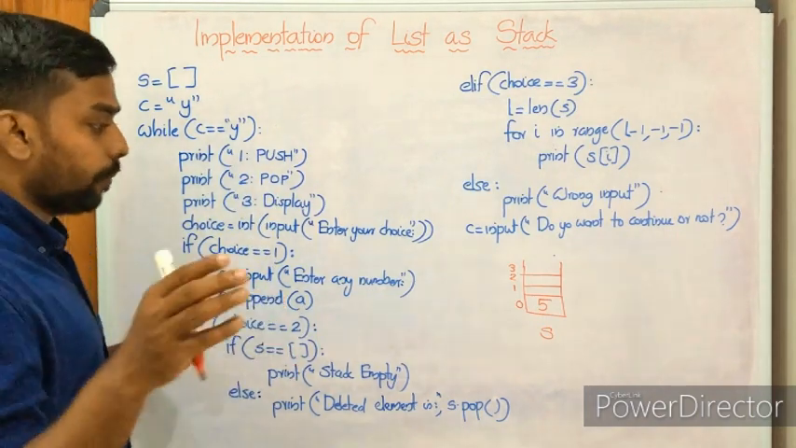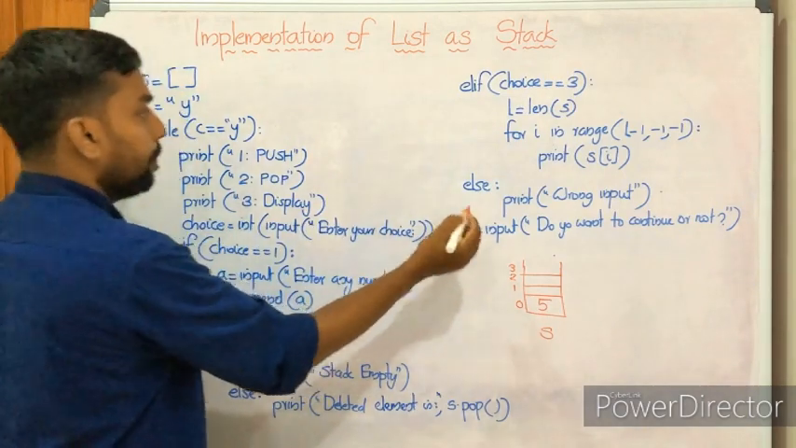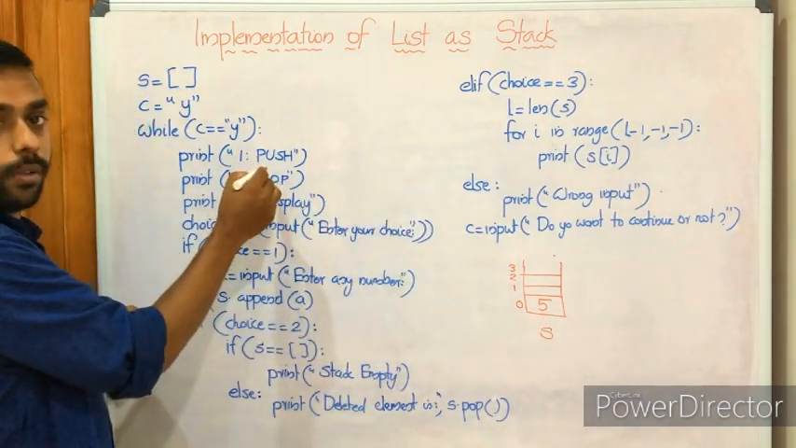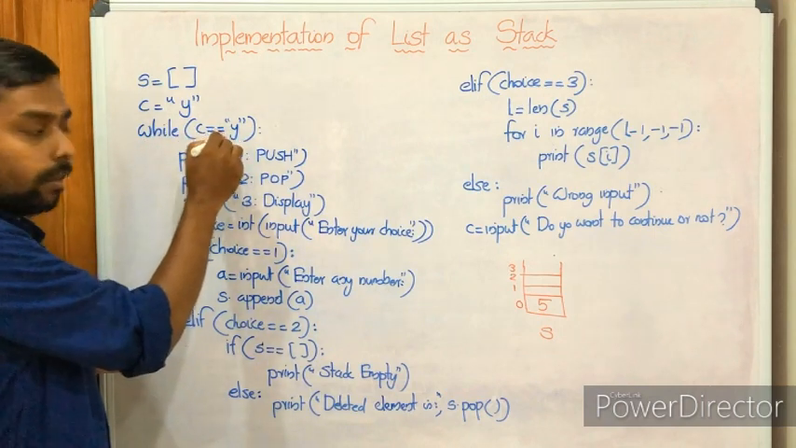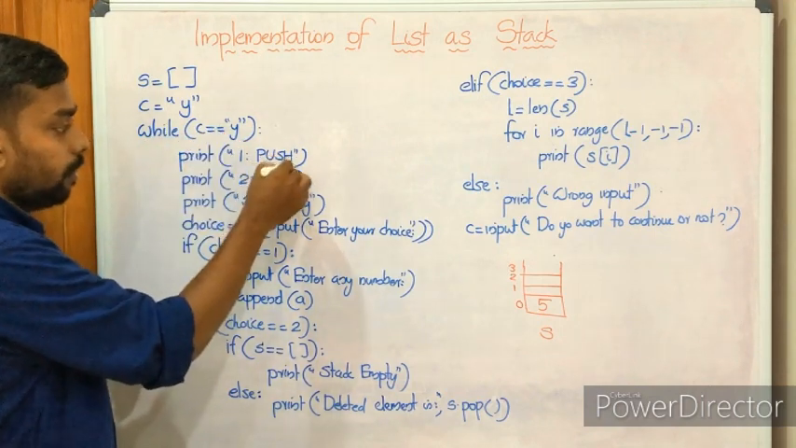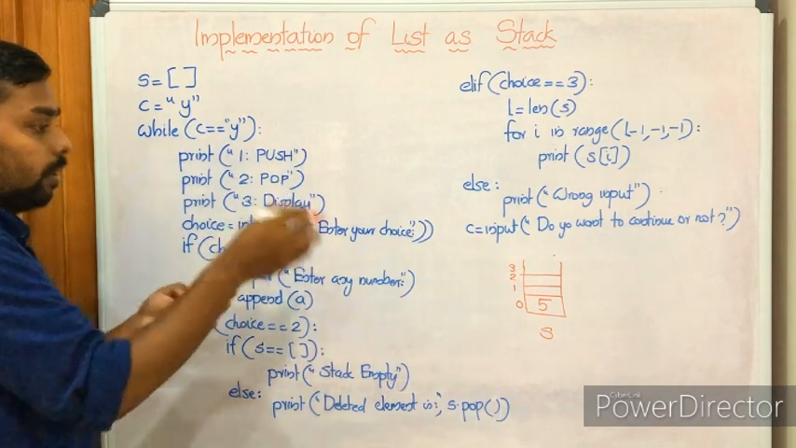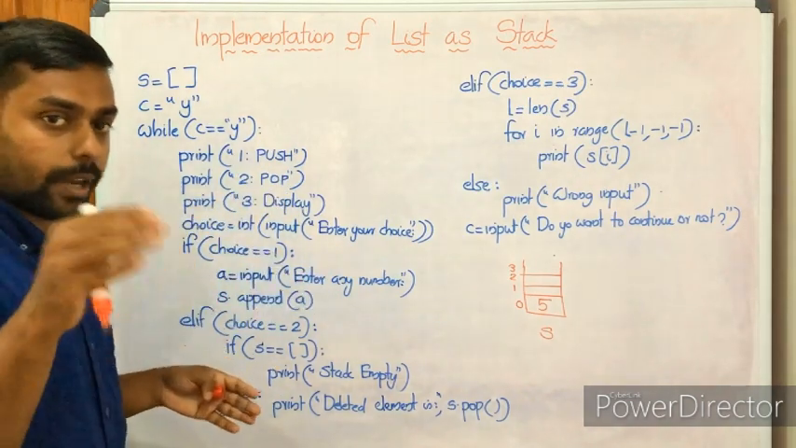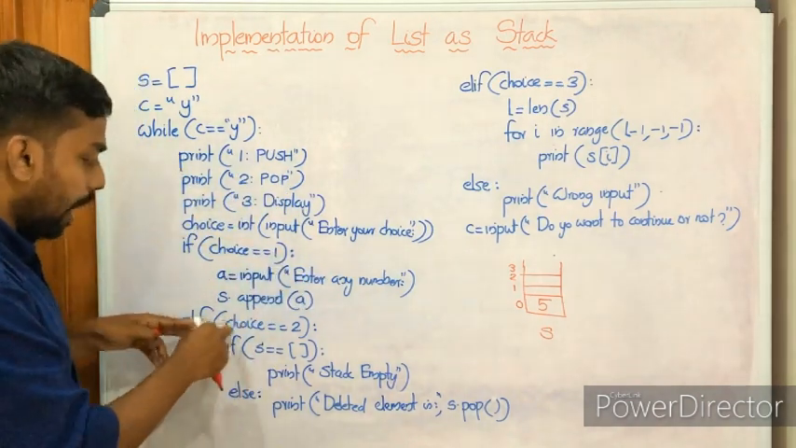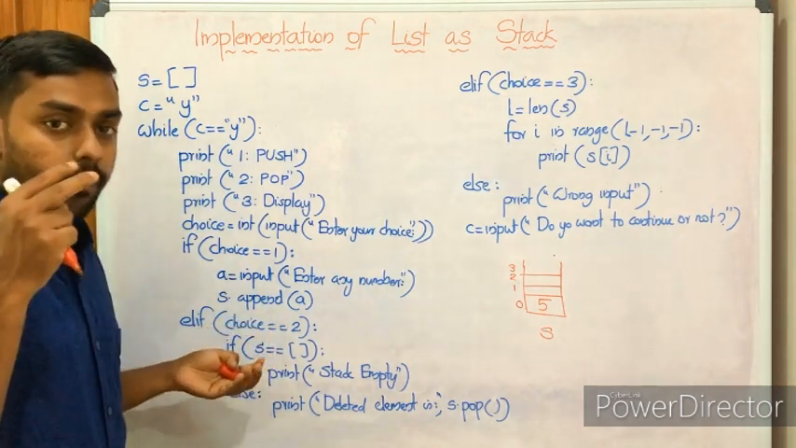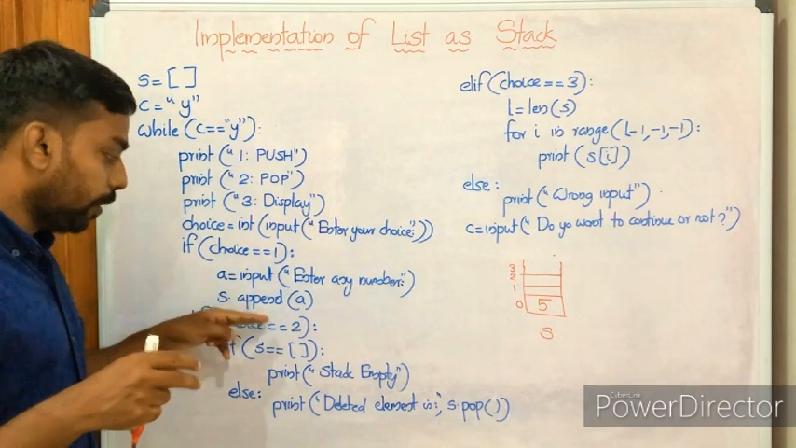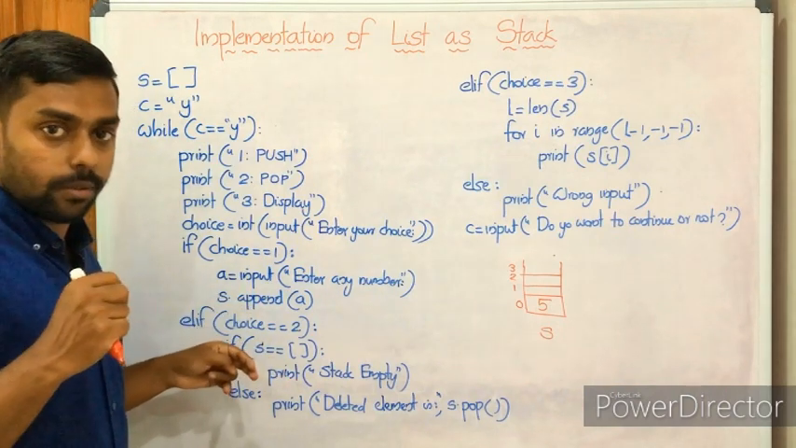Suppose we input y for c, then it moves to the while condition c equal to y. Then again we are selecting a choice. We can leave push for the time being. Then we can move to elif choice equal to 2. Suppose the value of choice is 2.